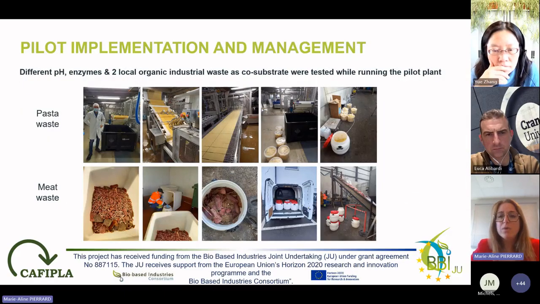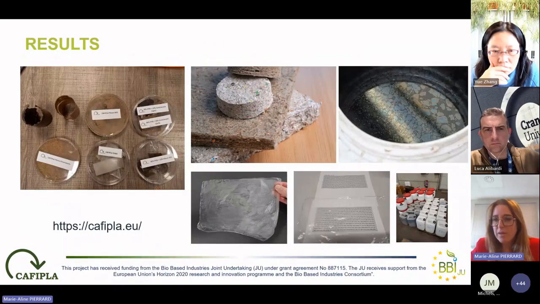And so we also tried some local waste, what I call the clean waste, because it comes from the food industry. And also when you add some co-substrate, then you change the spectrum of the carboxylic acids you would get. So that was also of interest to see how it reacted. We tried the pasta waste and the meat waste. And those are the products we got.